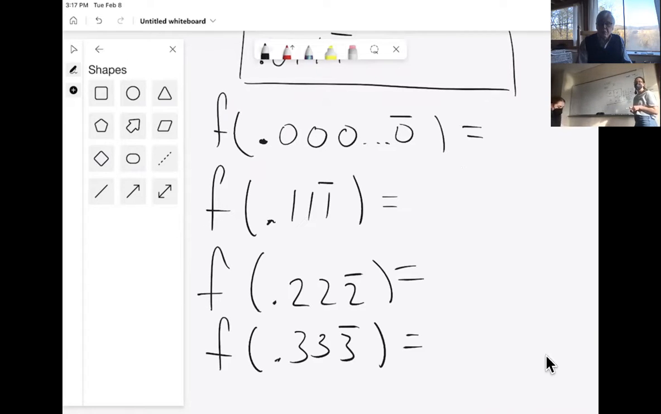You know what I mean here? And this one is not hard to figure out. It's the origin 0, 0. But what is this? What is this? What is this?